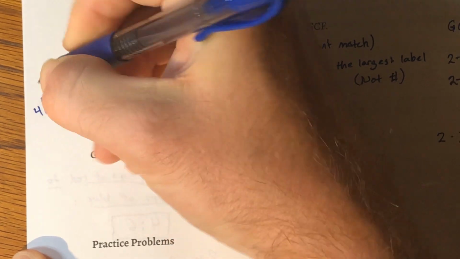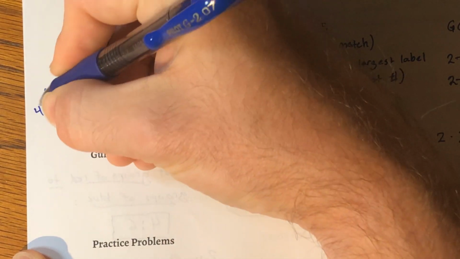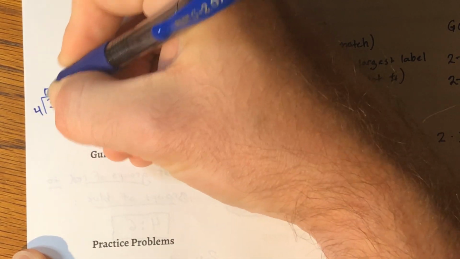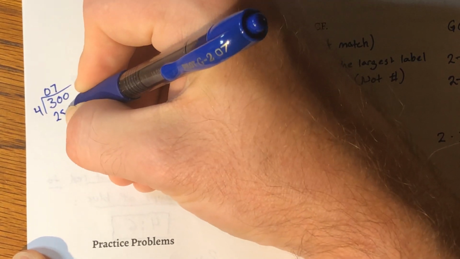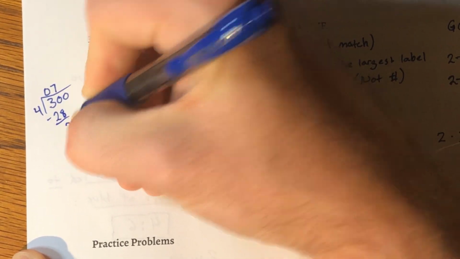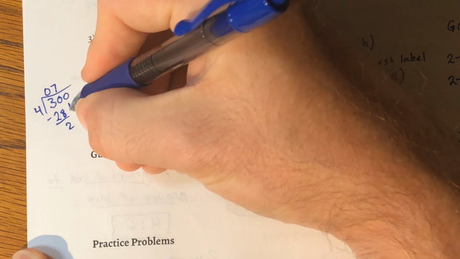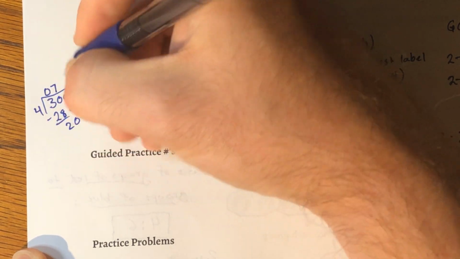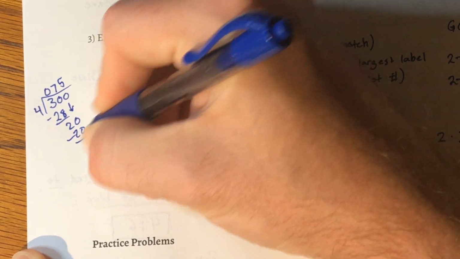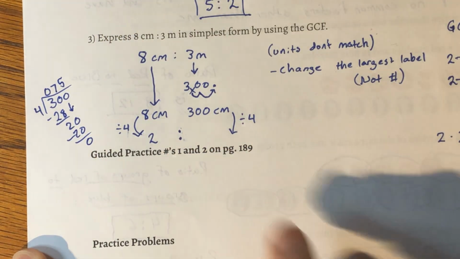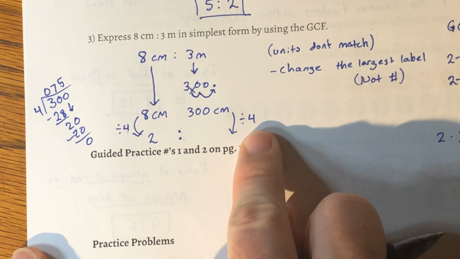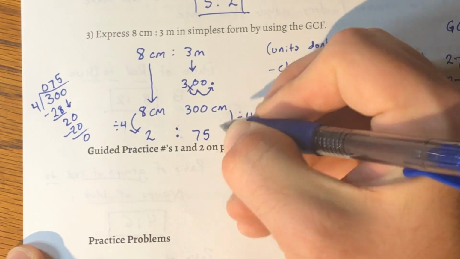300 divided by 4. 4 goes into 3, 0. 4 goes into 30, 7. 4 times 7 is 28. Subtract and get 2. Bring down 0. 4 goes into 20 5 times. 4 times 5 is 20. Subtract, get 0. All right, so 300 divided by 4 is 75.